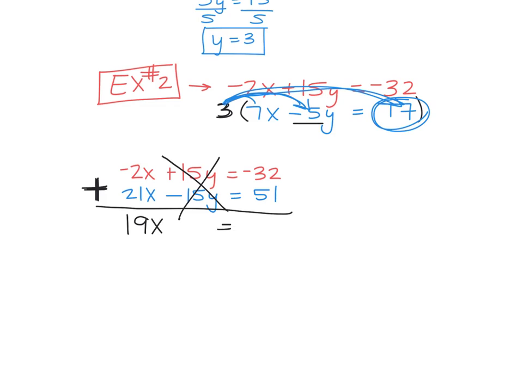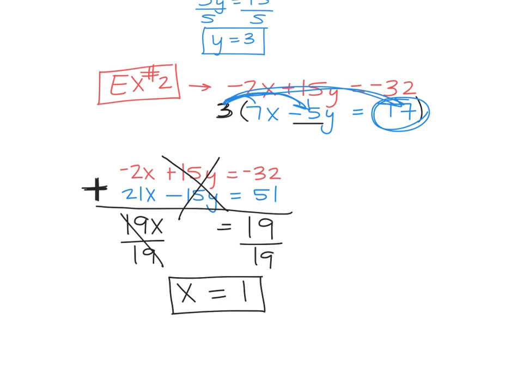What's a negative 32 plus 51? Not 21. What is that? That is 19. So you get 19 over here. Okay, so now my equation is 19x equals 19. So if I divide by 19 and divide by 19, this reduces to 1. So x equals 1, right? 19 divided by 19 is 1.